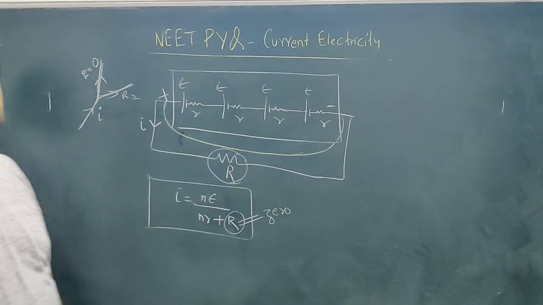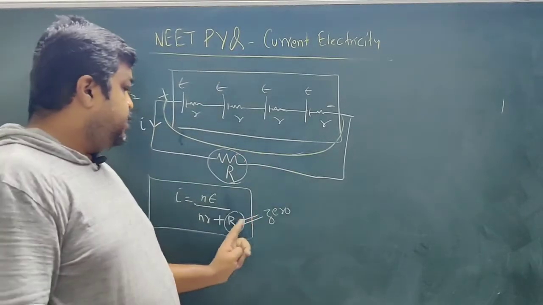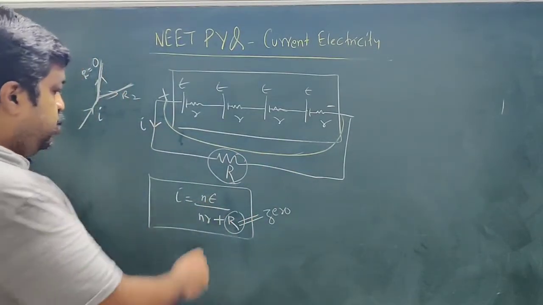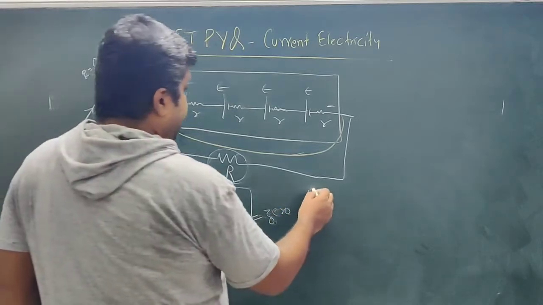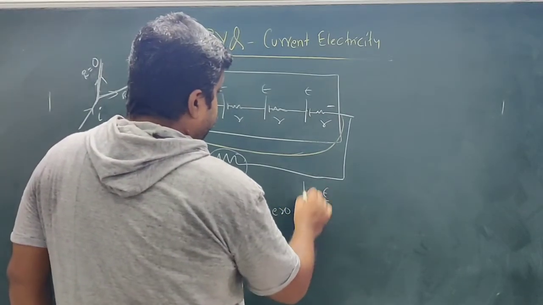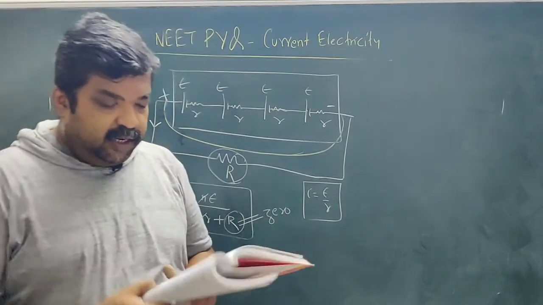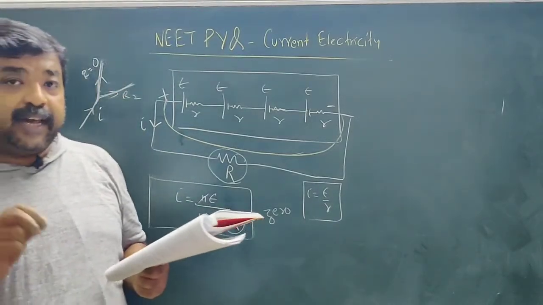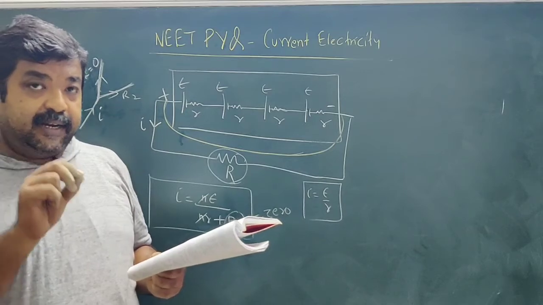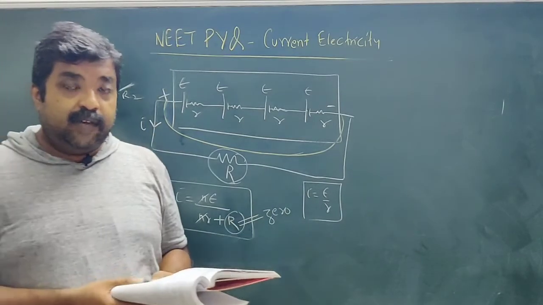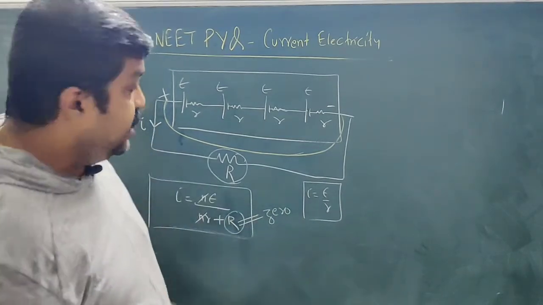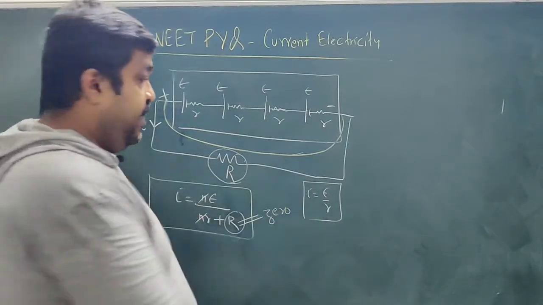So when the battery is short circuited, this capital R becomes 0. So this N gets cancelled. So I is equal to E by r. Now with I equal to E by r, see what graph is drawn. The graph is drawn between I and N, current and number of cells. Now see, this expression is independent of N.